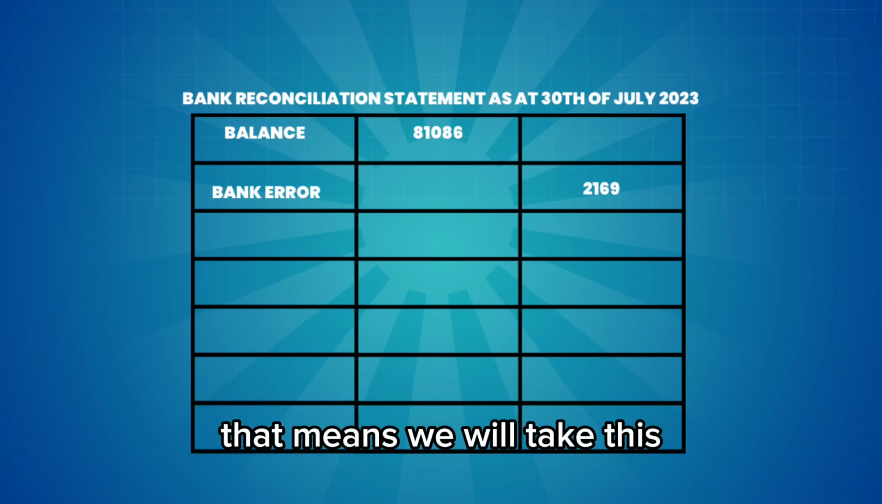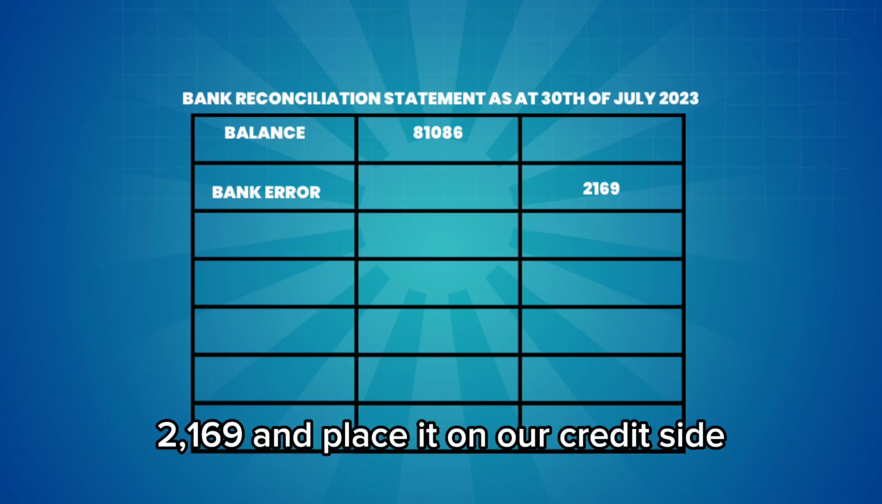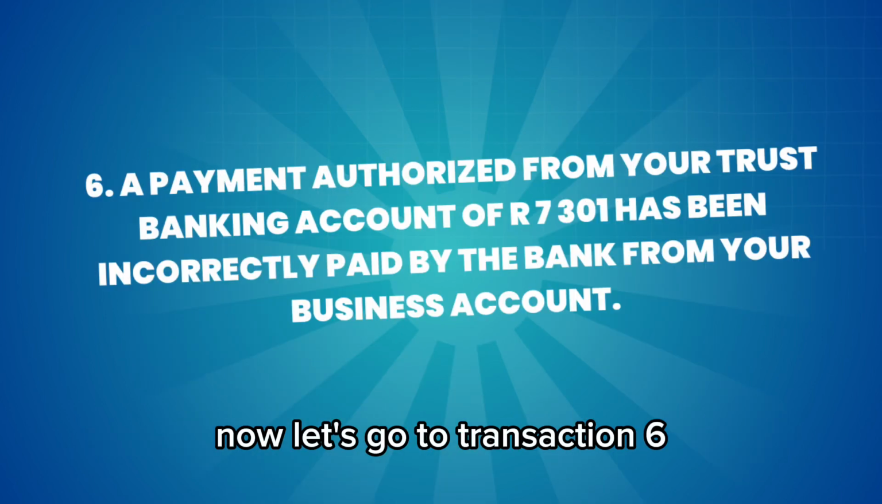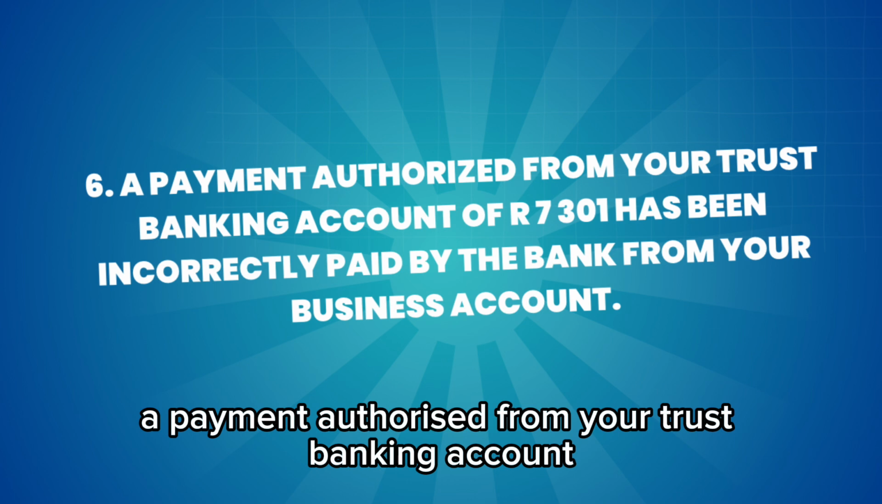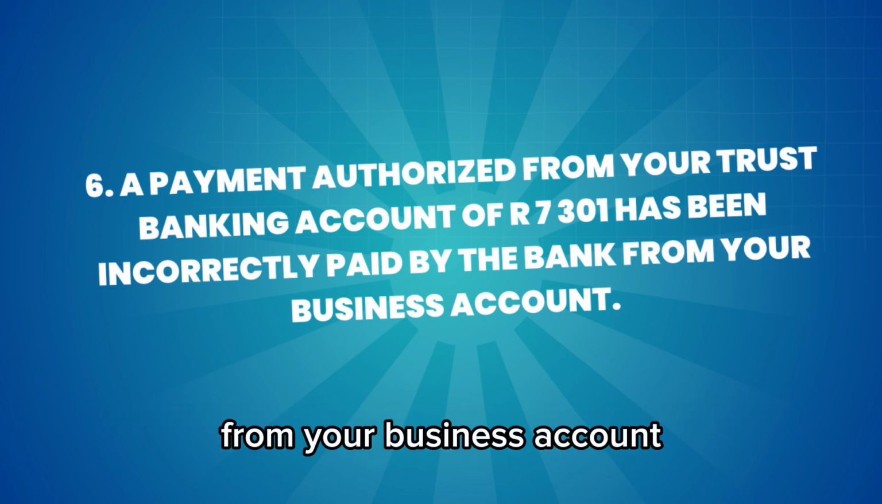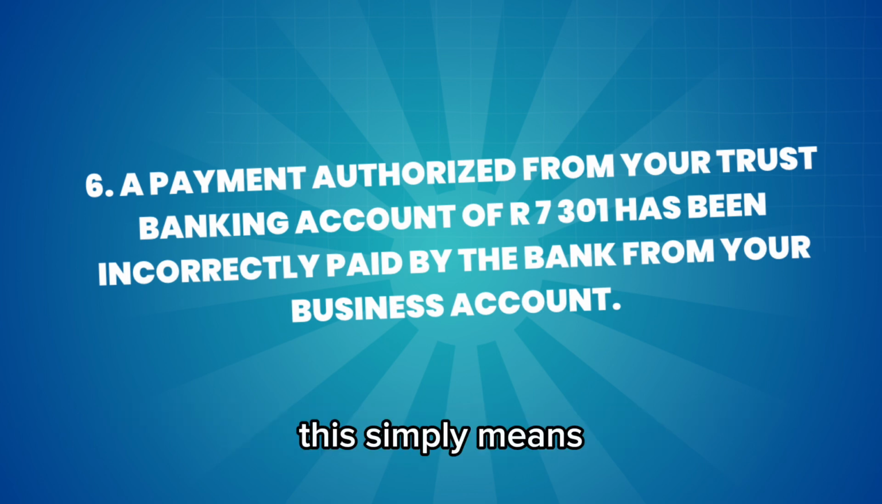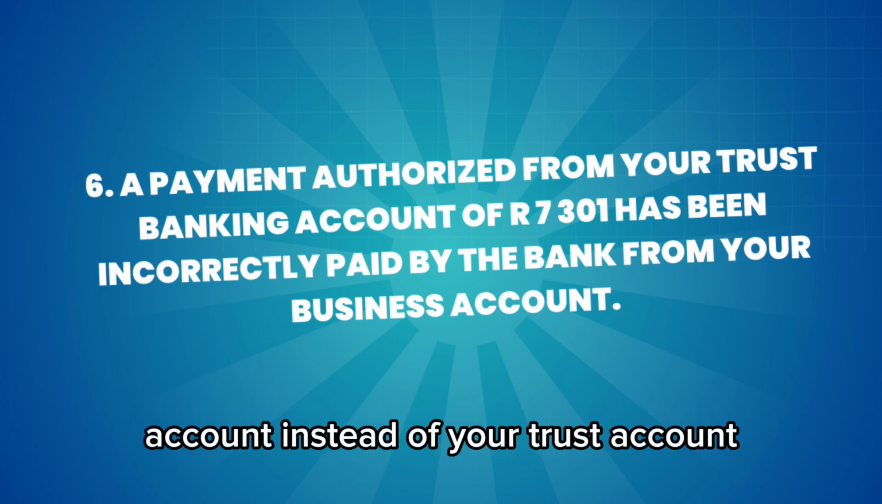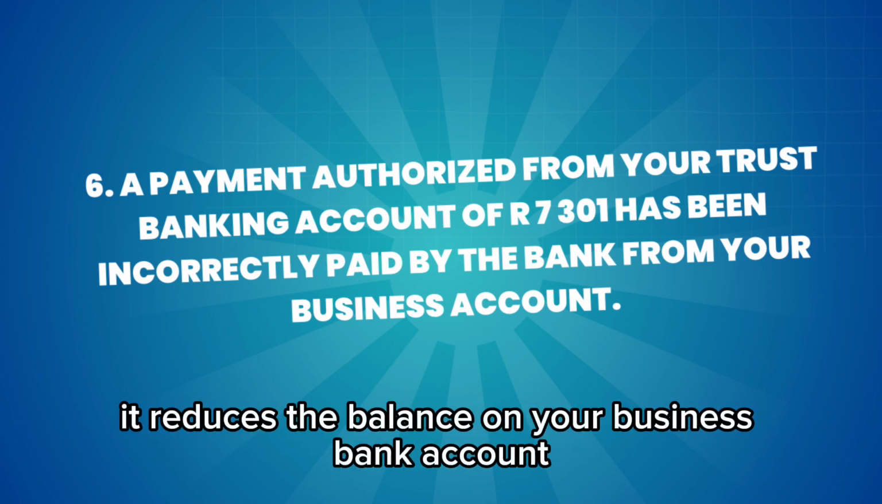Now let's focus on our current situation as is. That means we'll take this 2,169 and place it on our credit side because the money is favorable to our account. Now let's go to transaction 6. A payment authorized from your trust banking account of 7,301 Rand has been incorrectly paid by the bank from your business account. This simply means the bank incorrectly took money from your business account instead of your trust account. As a result, it reduces the balance on your business bank account.